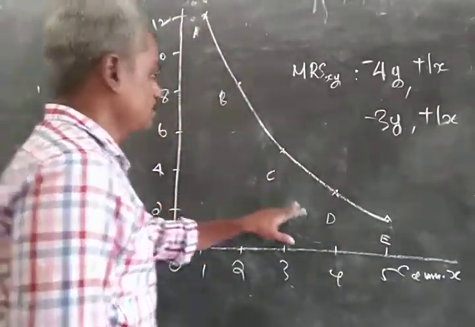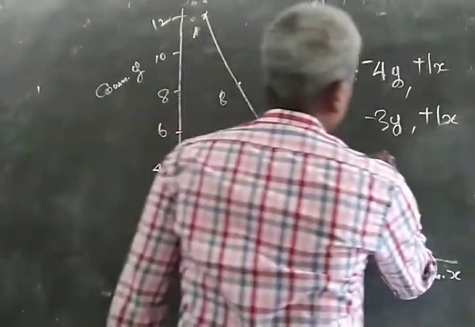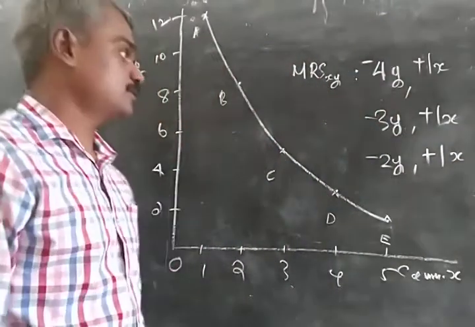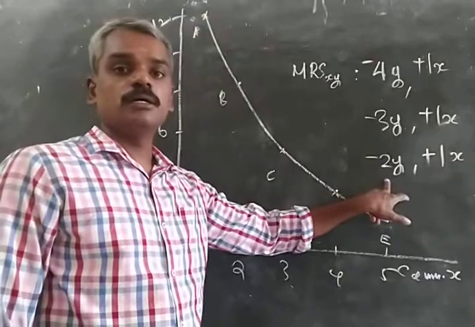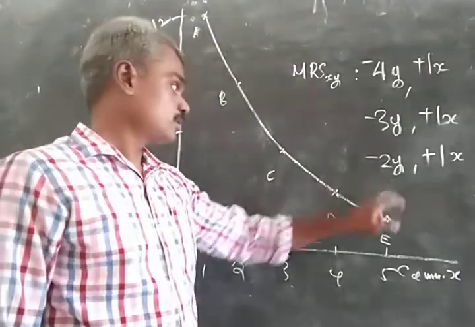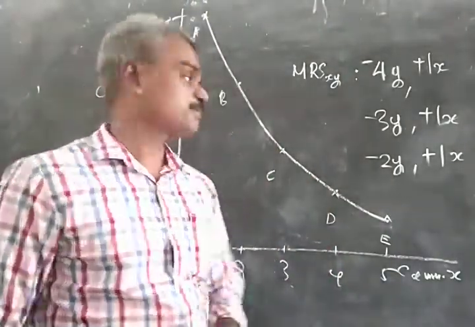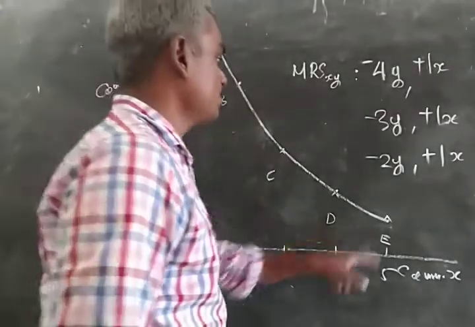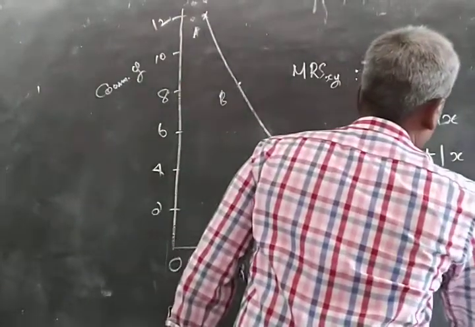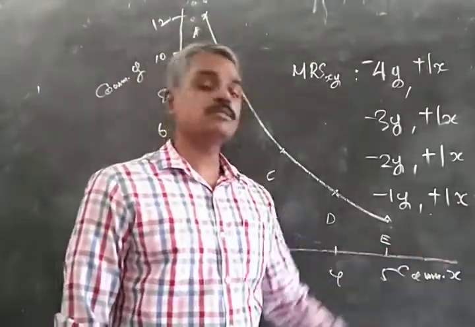At B, he is giving up 2 units of y. From 5 to 3, he is giving up 2 units of y, but he is adding 1 unit of x. Here the marginal rate of substitution is 2. The absolute value of the marginal rate of substitution is 2, because he is substituting 1x in the place of 2 y's. And when he moves from D to E, he is sacrificing 1y and he is getting 1x in return. So the absolute value of MRS xy is 1 here.